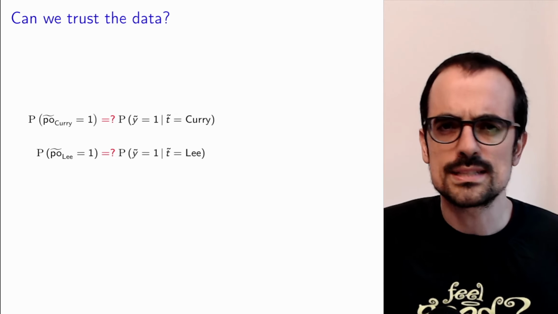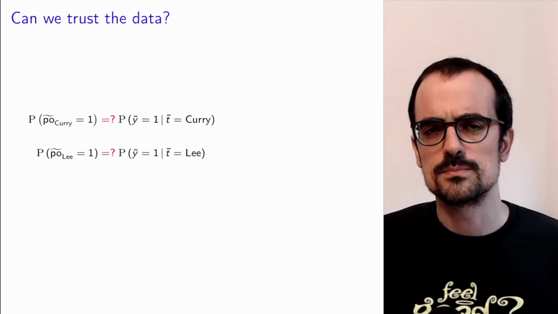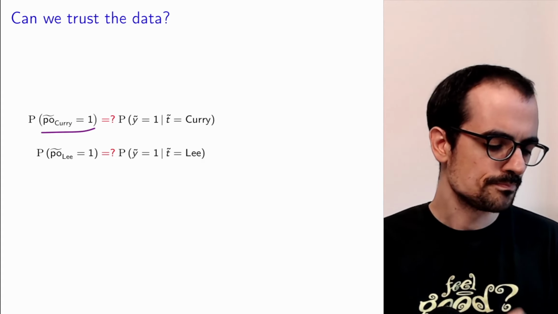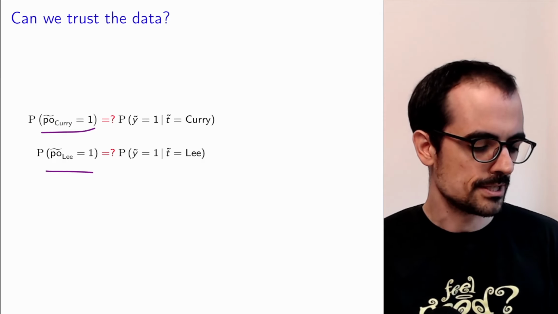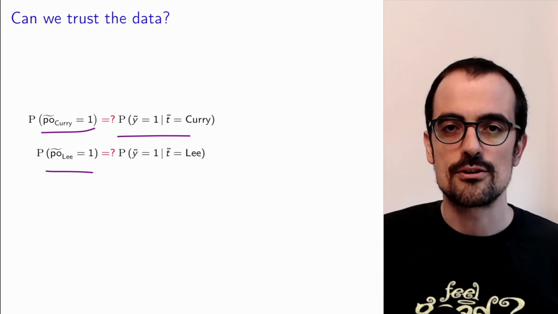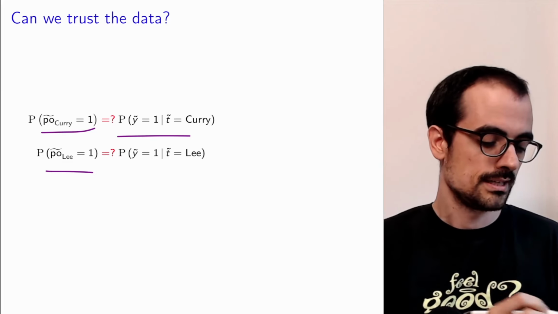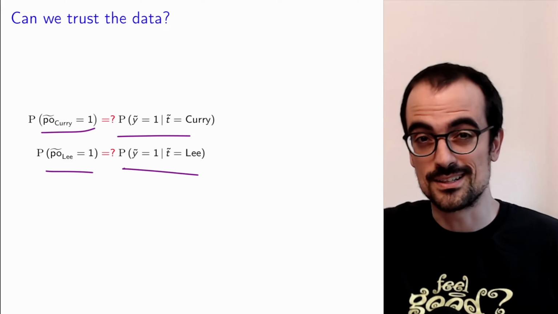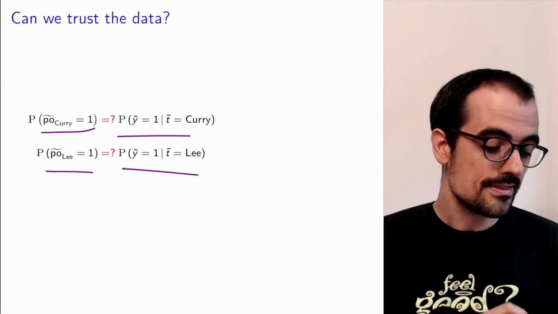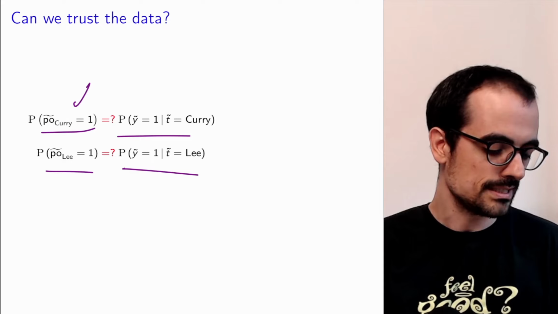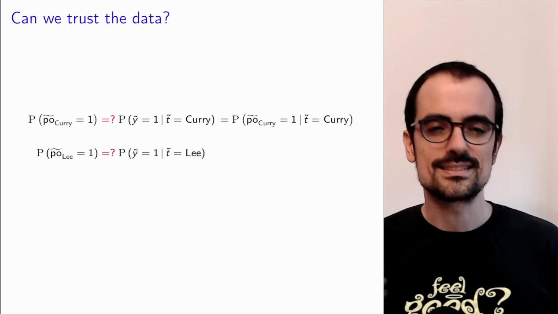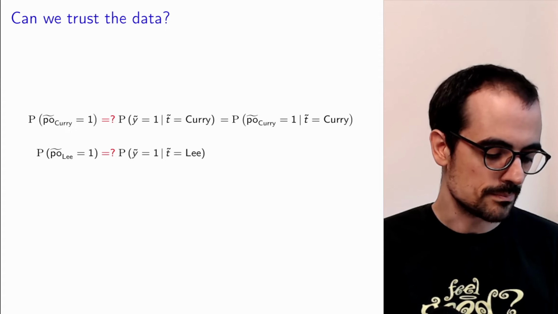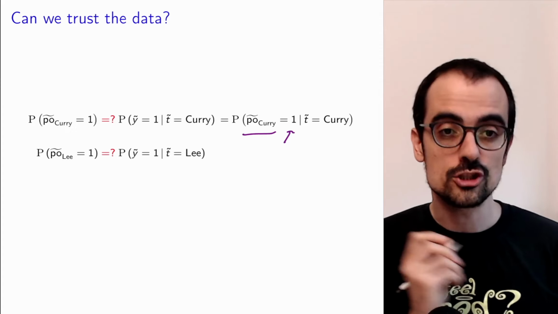Okay, so now what can we get? Can we actually infer from the data what we want to infer, which is the probability of these potential outcomes? Well, what we have is the percentage of shots made by Curry from the shots that he actually took. Similarly, we have the percentage made by Lee from the shots that he actually took. Are they the same as these probabilities that we are after? Well, let's take a look. We know for sure that they're the same as the probability of the potential outcome being equal to 1, conditioned on that particular player.